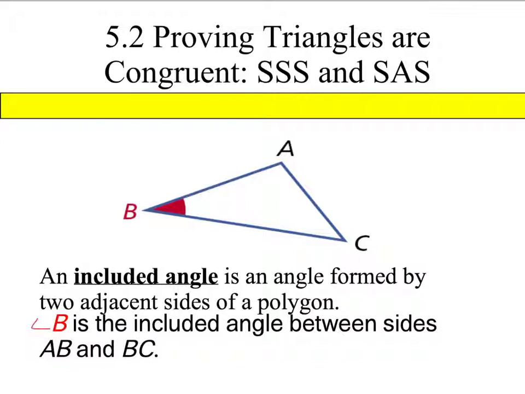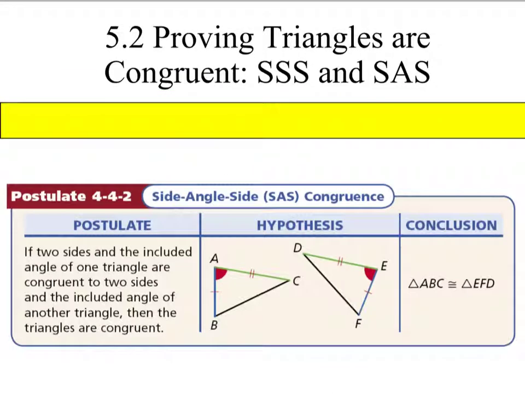If you know what an included angle is, that will lead us to the side angle side property. B would be the included angle because if you notice AB and BC, where they come to a point, which is at point B, that means angle B is your included angle. Which leads us into the side angle side congruence property.